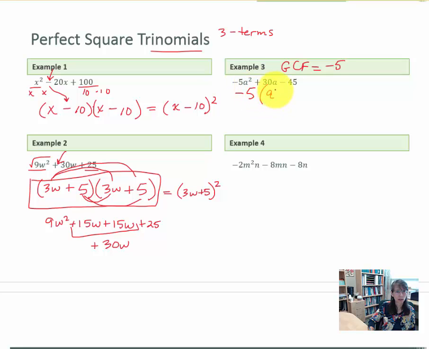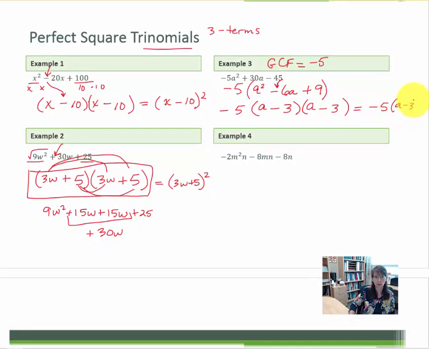That would leave me a squared minus 6a plus 9. Now a squared and 9 are both perfect squares. So I can continue my factoring as a perfect square trinomial. A squared comes from a times a, 9 is 3 times 3, and the only way to match a negative middle term is if both of these terms are also negative. So I could write the answer as -5 times the quantity of a minus 3 squared.